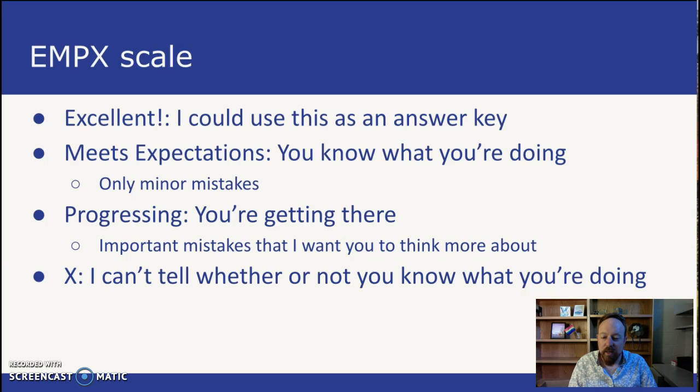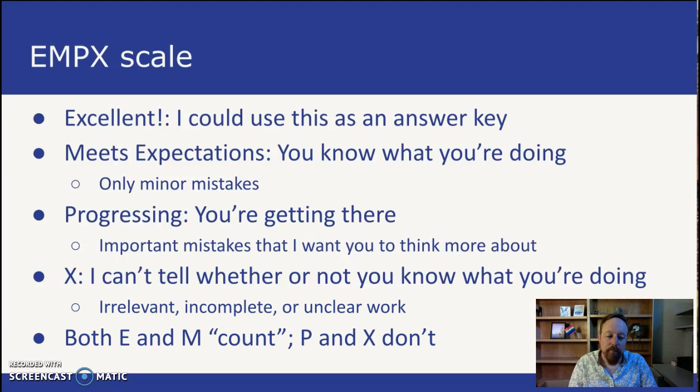And then finally, X is like, I can't tell whether or not you know what you're doing. This is a mark that I reserve for work that is substantially incomplete, mostly blank, this kind of thing. Just as a side note, Canvas doesn't really work super great with all of this, so I have to make each of these letters worth some weird number of internal Canvas points. These numbers don't really mean anything, just focus on what letter. Okay. The big picture overview of this is that both E and M count and P and X don't. P and X mean I'd like you to revise your work so that you can demonstrate your understanding.